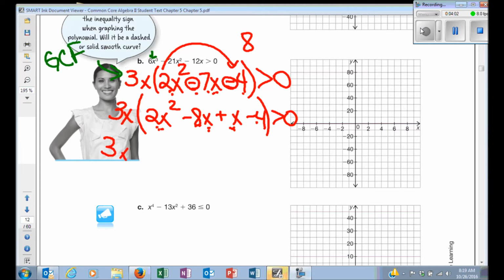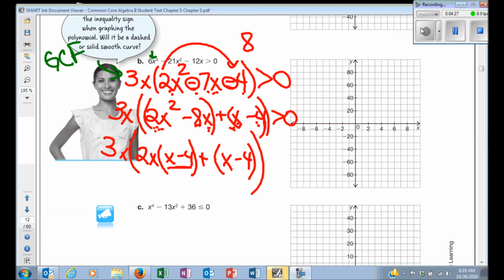3x. Well, what do these guys, bubble these together? Bubble these together. What do these guys have in common? 2x. What am I left with? X minus 4. Plus, what do these guys have in common? Do they have anything in common? No, so there is no greatest common factor, but that's okay because what's left in my bubble? What was in this bubble? And what's in this bubble? Isn't that what I want to happen?